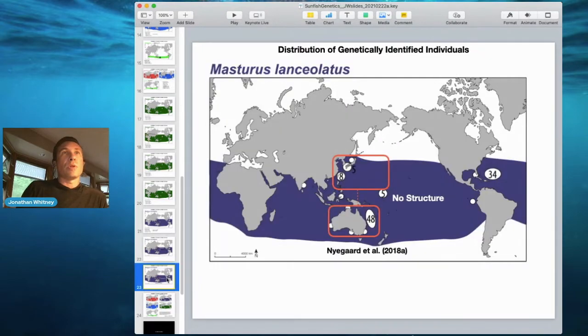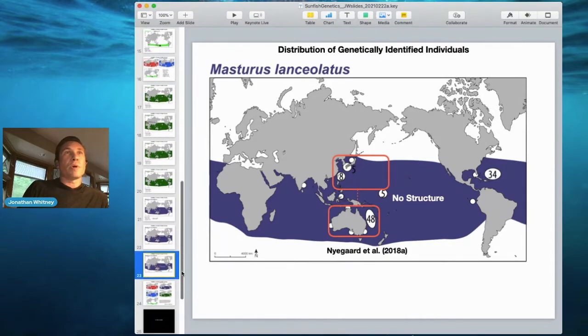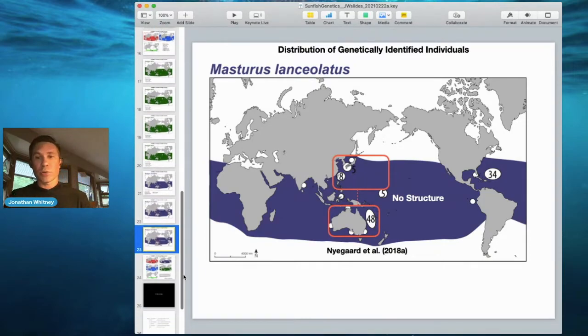And then similarly within the West Pacific, Mayana's recent paper found that there was no genetic structure among about 50 individuals in the Australia region with the Japanese population. So no obvious structuring among or within ocean basins with Masturus so far, but these are really preliminary accounts with, in most cases, only a few samples. Now, Mayana's work is providing a lot more samples in Australia and New Zealand, so we're gaining ground in many places.